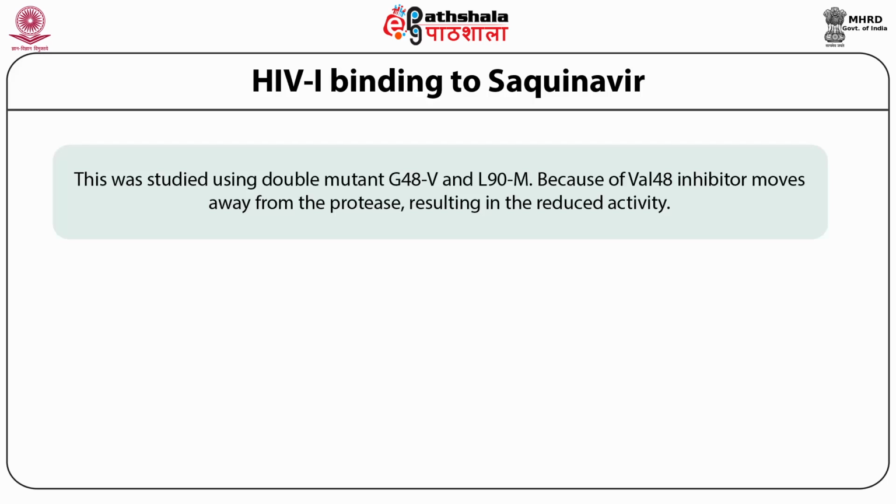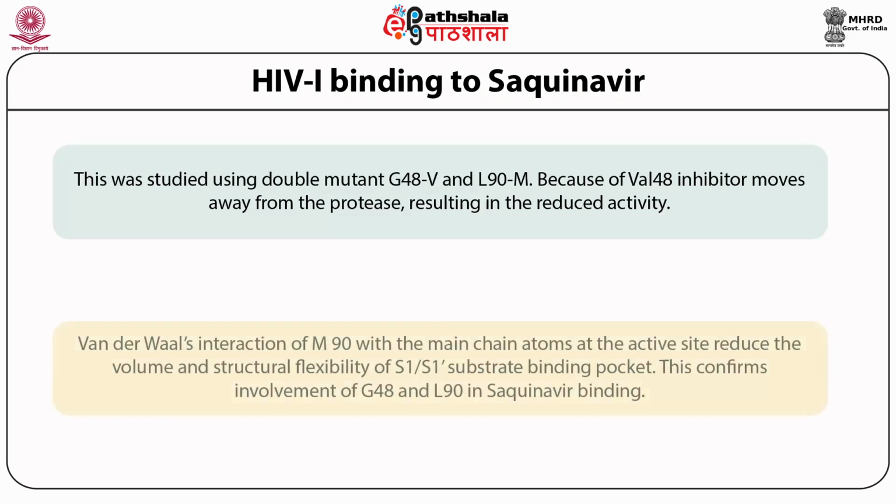Then the structure was solved and studied, and they found that because of valine 48, the inhibitor moves away from the protease, resulting in reduced activity. Van der Waals interaction of M90 with the main chain atoms at the active site reduces the volume and structural flexibility of the S1/S1' substrate binding pocket. This confirms the involvement of G48 and L90 in saquinavir binding and helps us to design more ligands.